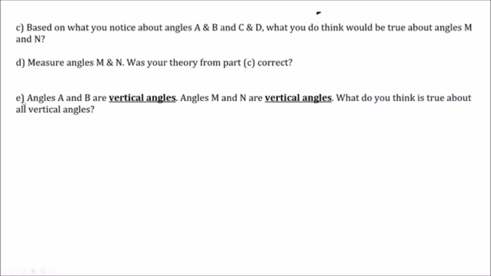And last, for part E, angles A and B, angles C and D, angles M and N are called vertical angles, and vertical angles have a special relationship. What do you think is true about all vertical angles?